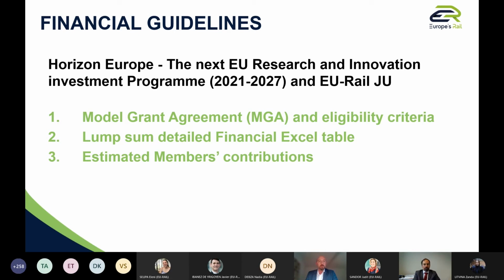And also to be mentioned that in the system, we have also provided to the letter of the call 2 annexes to be completed. The first one is the lump sum detailed financial Excel table that I will explain in detail and show you how it works. And finally, also only for the members, the estimated members' contribution, because as said previously by Carlo, by Jojo, according to the Single Basic Act and the regulation, the members have to provide additional and complementary contributions. Next slide, please.